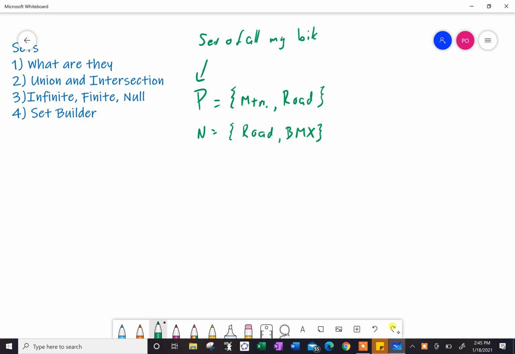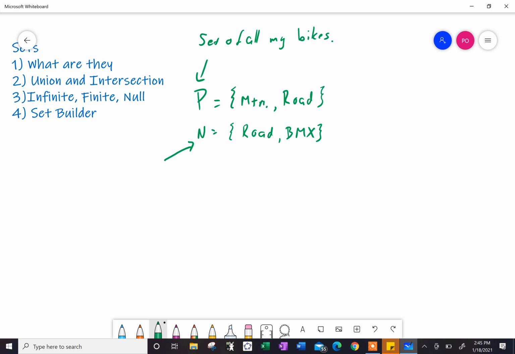And I'm very fortunate. I can't stress this enough because I love bikes. And I have a mountain bike and I have a road bike. I'm going to say the set N is the set of all bikes that my neighbor has. Well, my neighbor has a road bike and a BMX bike. I know because I fixed up his BMX bike the other day.